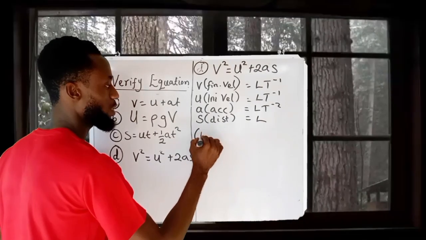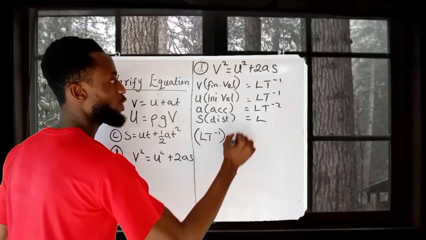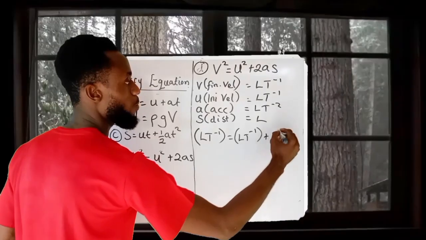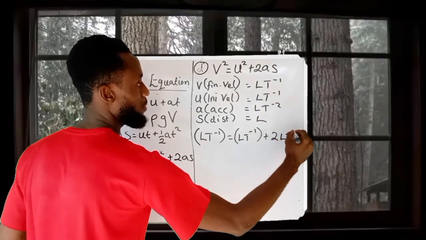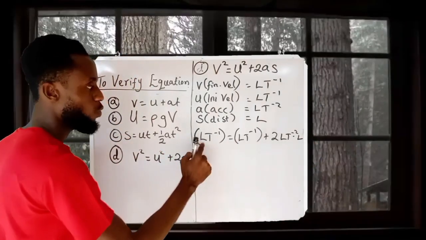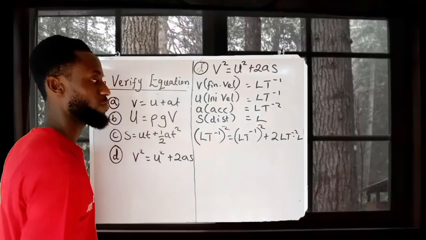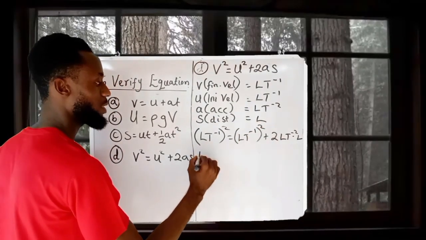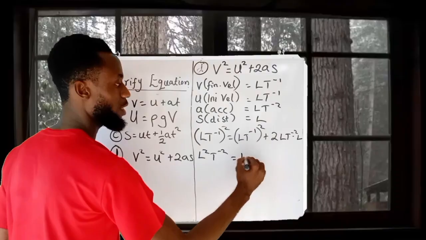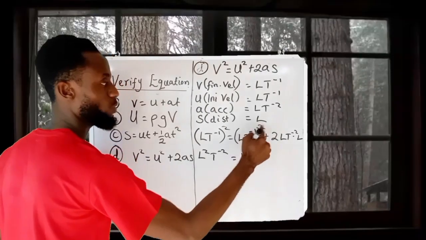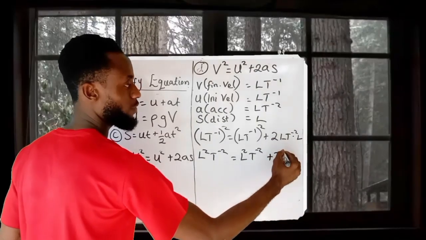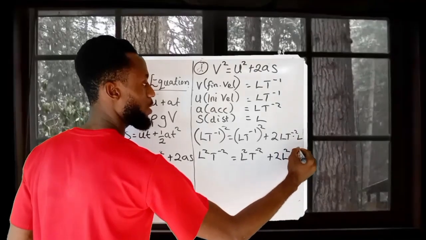The square of LT minus 1 should be equal to the square of this one, LT minus 1, plus 2 into acceleration, which is LT minus 2, times distance, which is L. Let's see that. When this is squared, this gives me L squared T minus 2. This one comes out L squared T minus 2 as well, plus L times another L is now giving us L squared, and this was T minus 2.